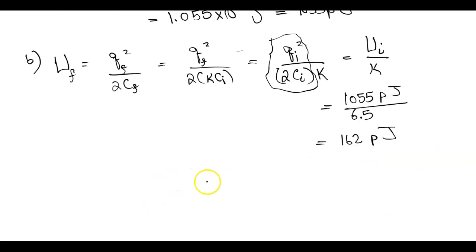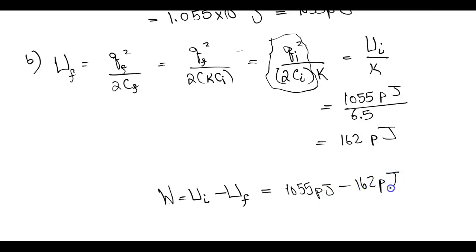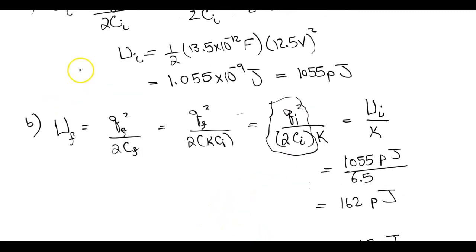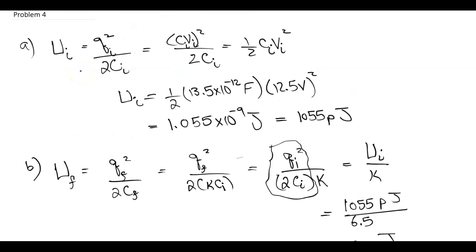And notice that there's a difference, obviously, between these two. So that difference is going to be the work in, or the change in potential energy we know as work from earlier semesters, chapter 8 or 6 or 7, I believe. And that's going to be 1055 picojoules minus 162 picojoules, or 893 picojoules, which is used in inserting and moving the slab in there and moving the current within the slab to charge.